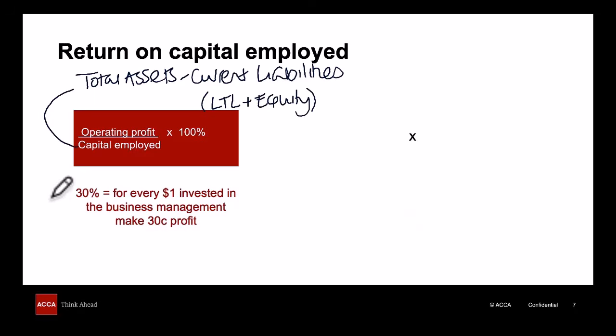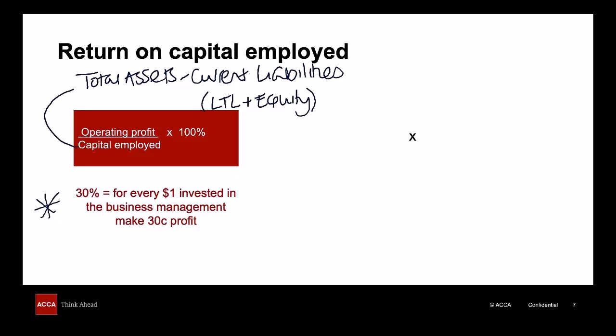You come out with a percentage. What does that percentage mean? It's really a measure of how efficient the management are, how good the management are at using the resources at their disposal. So a 30% ROCE means for every dollar of capital employed, every dollar available to management to use, they manage to turn it into 30 cents profit.